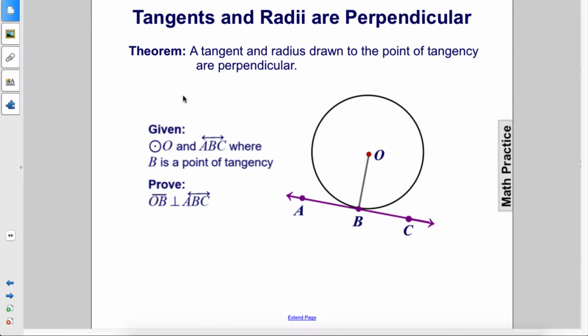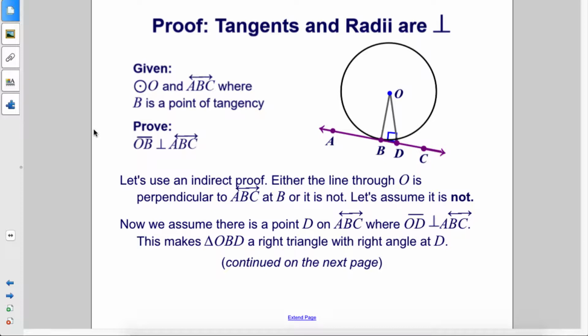Tangents and radii are perpendicular. A tangent and radius drawn to the point of tangency are perpendicular. Given circle O and line ABC where B is a point of tangency, prove that OB is perpendicular to line ABC. Let's use an indirect proof.